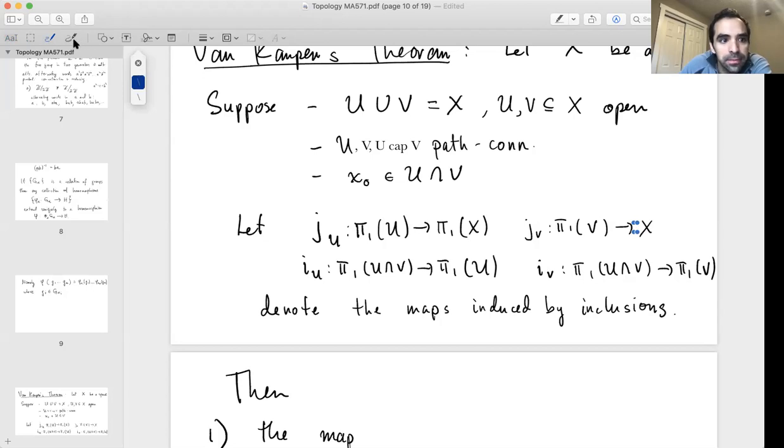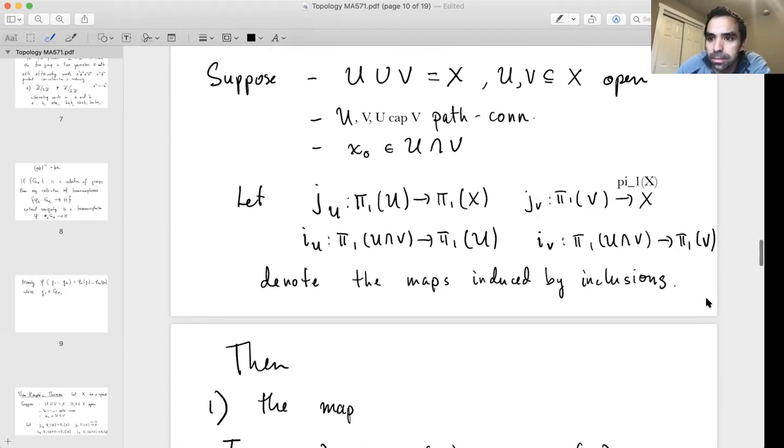This is pi 1 of X, I'm sorry. So j_V is induced by the map from V to X. And similarly, we have i_U, which is the map on the fundamental groups induced by the inclusion from the intersection of U and V into U. And similarly, i_V is induced by the inclusion from the intersection of U and V into V. So this is the setup, just notation.